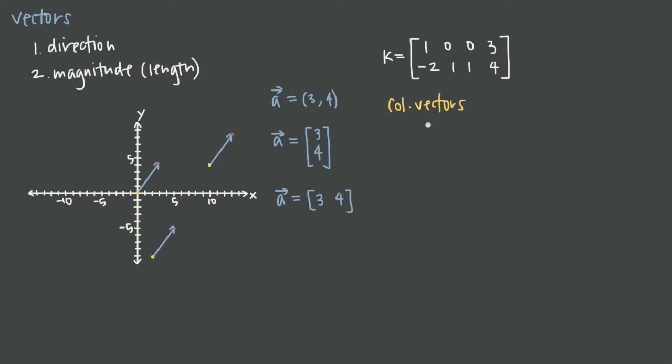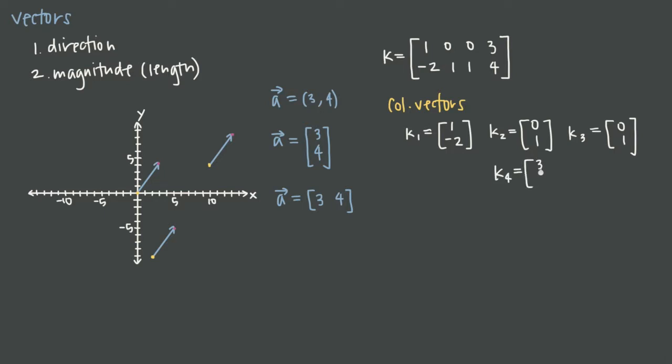Its column vectors are the individual columns of the matrix. So we could write these as, we'll call the first column vector K1, and that's going to be the column vector 1, -2. We have K2 as the column vector 0, 1. K3 is another column vector 0, 1. And K4 is the last column vector, and that's the vector 3, 4.